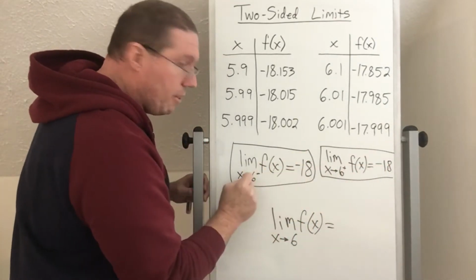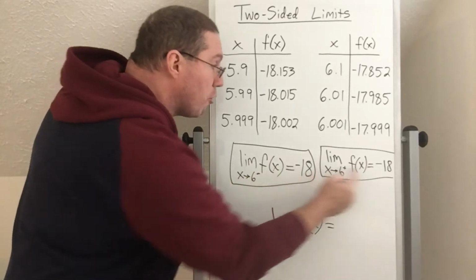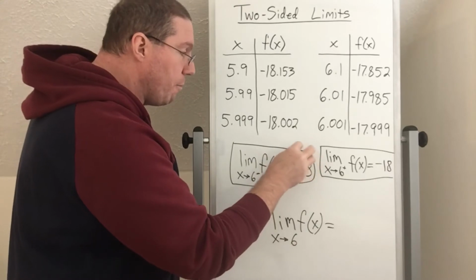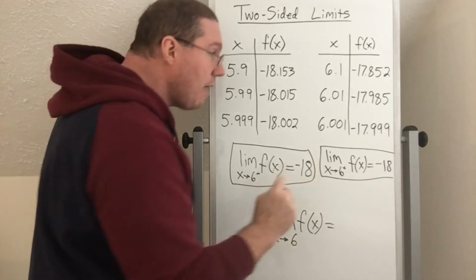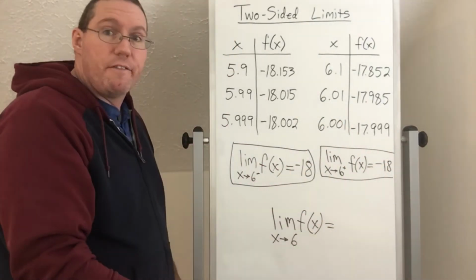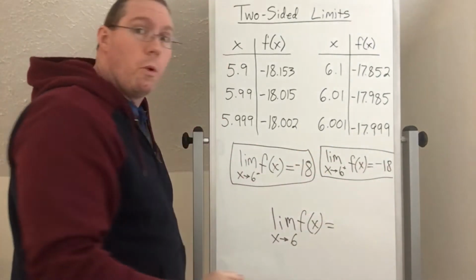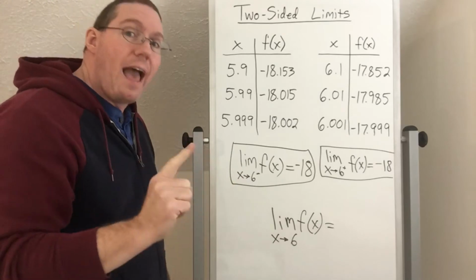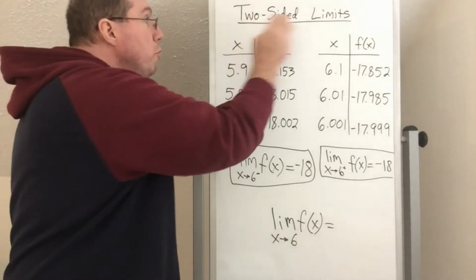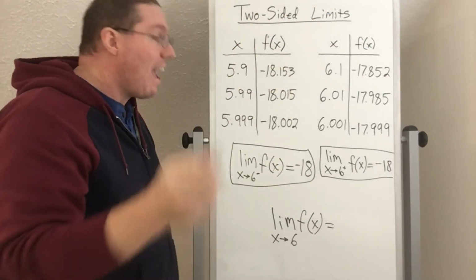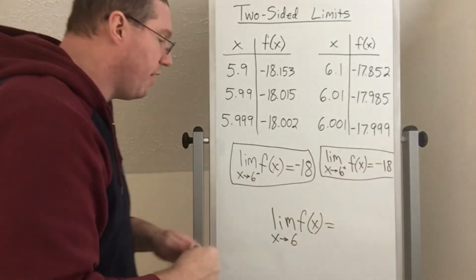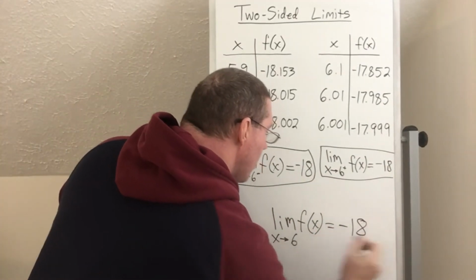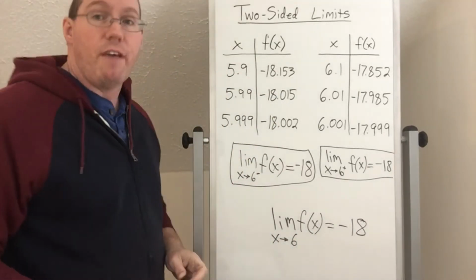That's obviously going to be the same number, I mean if the answer is the same for both of them. So we can see that the limit from the left is negative 18 and the limit from the right is also negative 18. If both of those one-sided limits are the same answer, then that means that the two-sided limit exists and it is that very same number. And therefore, the two-sided limit in this particular case is going to be negative 18.